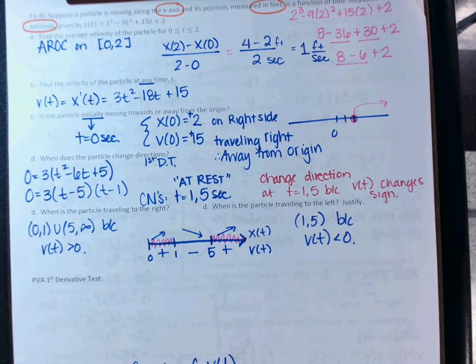Questions about that? So the difference between at rest and changing direction is that for it to be at rest, it only has to be a 0. For it to change direction, it has to also have a sign change. Question, Jesus? That means that the particle is left at 5 or right? Yes. Yes.